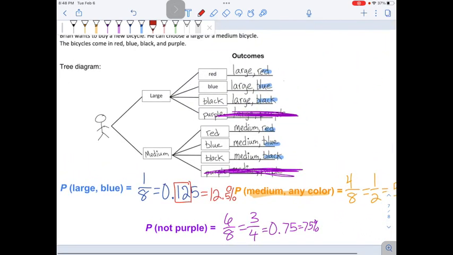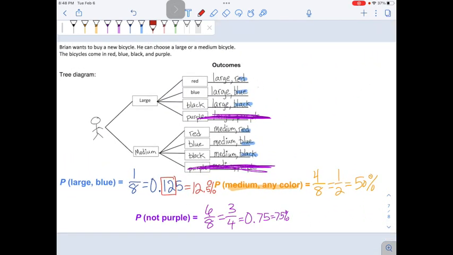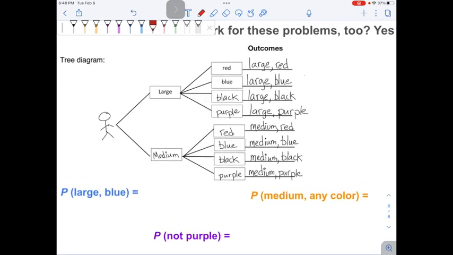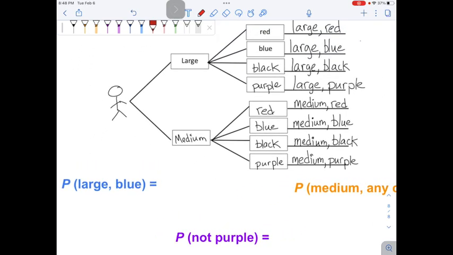All right, Ms. Toivola, I can do this. I don't really want to draw out the trees. You don't have to if you remember that shortcut, because it works for these problems too. Here we go. It's a little bit different though, right? You really have to think this through. How many options did the person have when they picked large? They had 2. Large was 1 out of 2 options. That's 1/2. Now be careful with the next one.